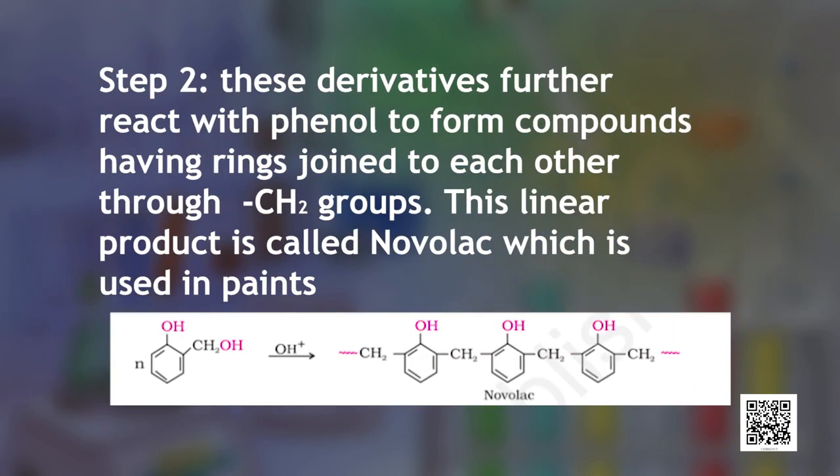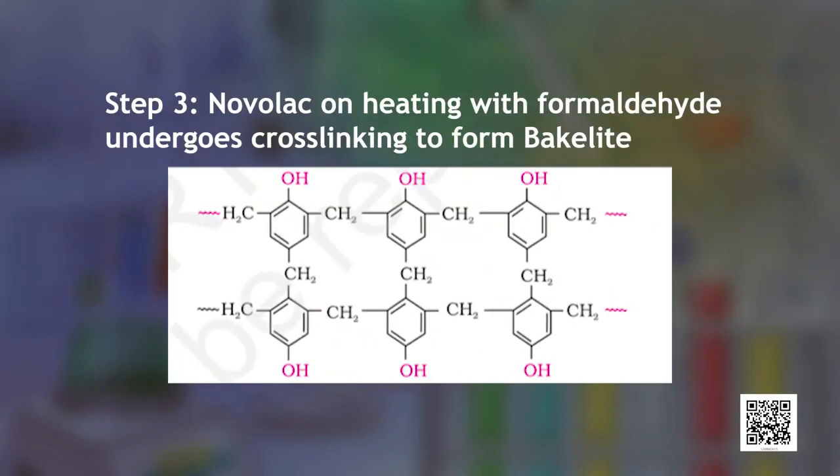These derivatives further react with phenol to form compounds having rings joined to each other through CH2 groups as shown in the equation. This linear product is called Novolac, which is used in paints. Novolac on heating with formaldehyde undergoes cross-linking to form bakelite, and this polymer is used in making combs, phonograph records, electrical switches and handles of various utensils.